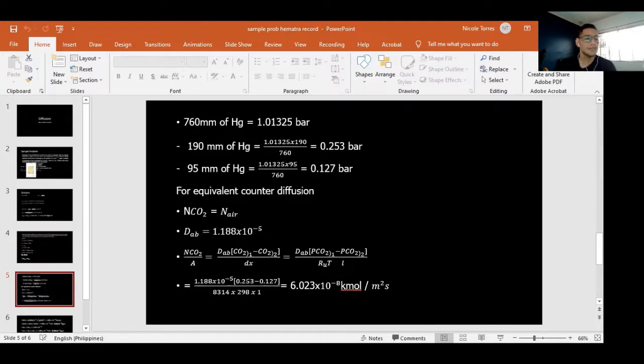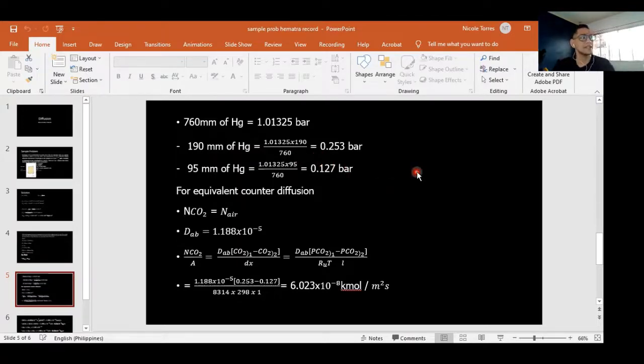So for equimolar counter diffusion, the molar concentration of CO2 is equal to the molar concentration of air, but the mass concentrations are not equal. So we need to find the diffusion coefficient. Here is what we will do. The 190 mm of Hg, let us convert into bar. So 1.01325 times 190 over 760. And the answer would be 0.253 bar.